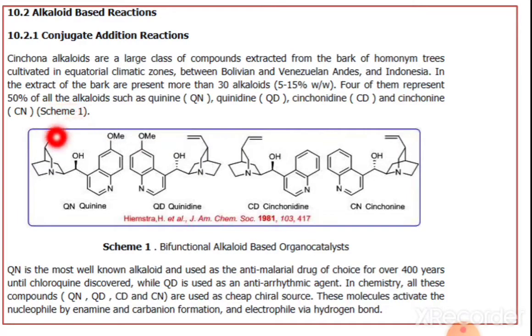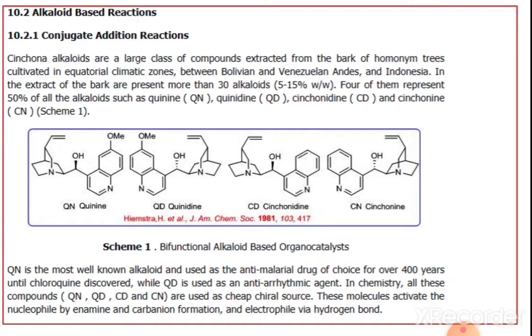Here, as mentioned in scheme number 1, this is the structure of the quinine molecule, or quinine alkaloid, QN. This is QD, that is quinidine. Then CD, that means cinchonidine, and here CN, that means cinchonine. That means this is a bifunctional alkaloid-based organocatalyst.